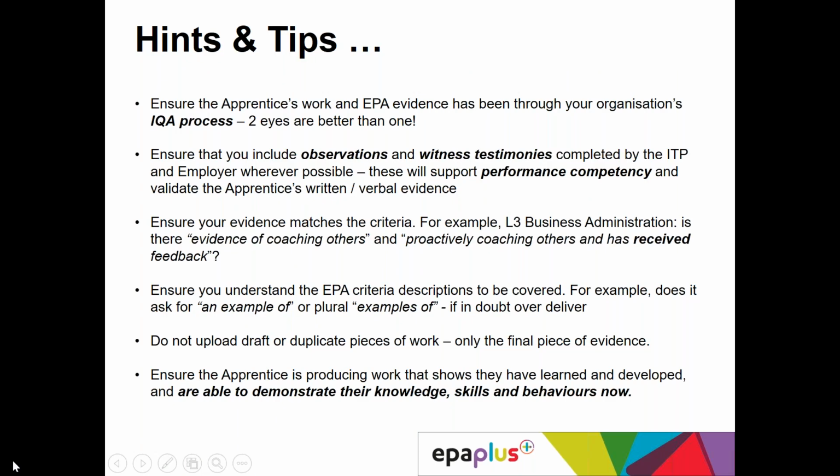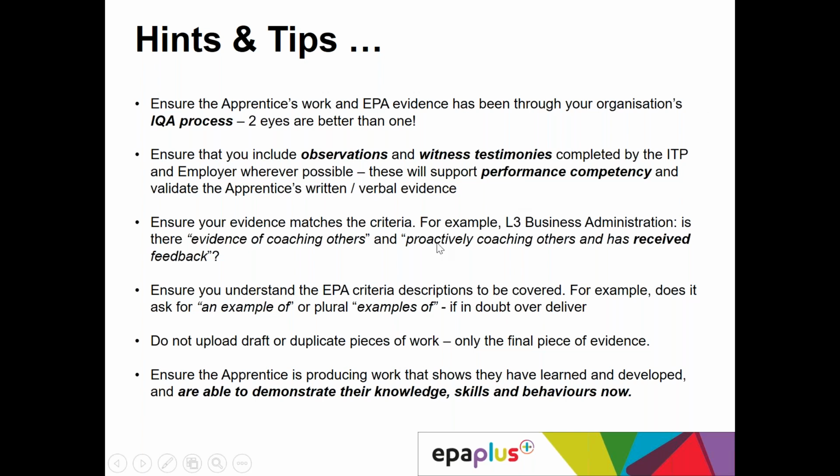Just moving on now, these are hints and tips from the wider team. Ensure the apprentice work and EPA evidence has been through your organisation's IQA process. 2 eyes are better than 1. We have had evidence come through where there's spelling and grammar issues, there's potentially feedback that the apprentice hasn't taken on board, which has missed out a section of the evidence that they wanted to write about. So just make sure that it's been through your IQA process and you're happy with that going forward.